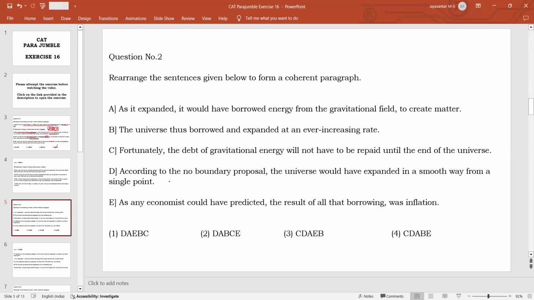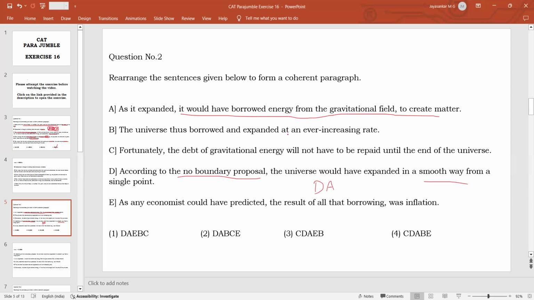So very clearly you can say that this is the first sentence, option D, because it introduces the idea by talking about this theory, the no boundary proposal, where the universe would have expanded in a smooth way from a single point. So D is very clearly the first sentence. Then as it expanded in a smooth way, it would have borrowed energy. So how did the expansion take place? It would have borrowed energy from the gravitational field to create matter. So this is further extending the theory given in statement D. So DA will be the next sentence pair. Then after DA, what will happen?